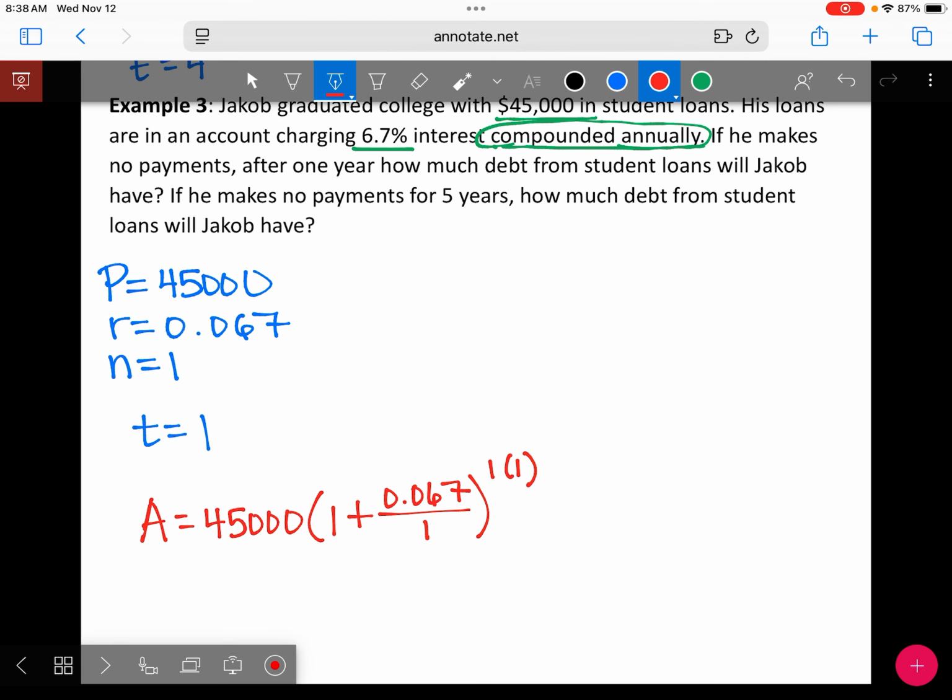I don't know if you all realize what I was going to say. Because this is 1, we didn't have to put that as a fraction. I just didn't want to confuse anybody. So go ahead and calculate, see what you get. This is after 1 year.